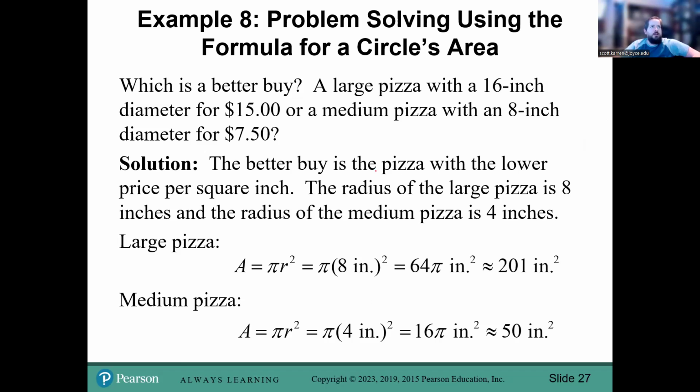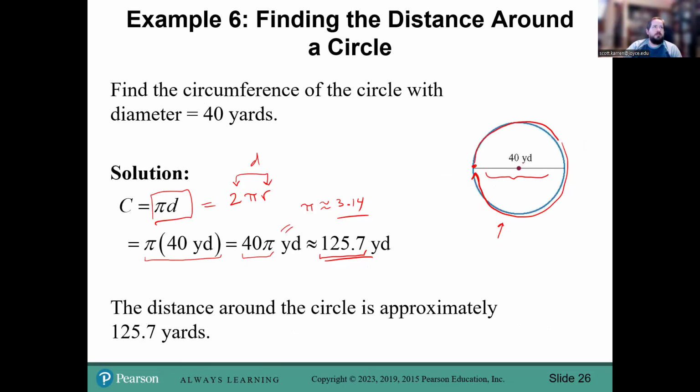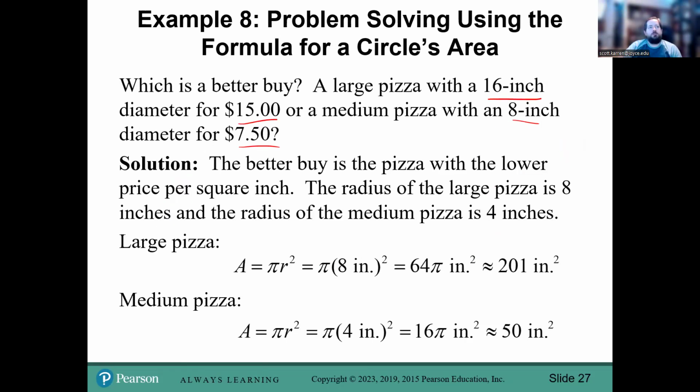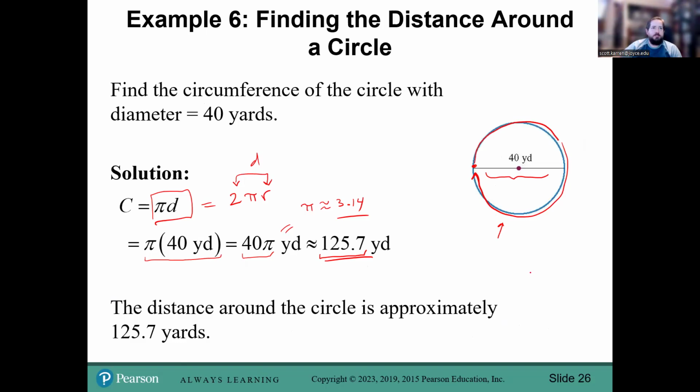Which is the better buy? A large pizza with a 16-inch diameter for $15, or a medium pizza with an 8-inch diameter for $7.50. So what we'd want to do is figure out the cost per square inch of this thing. So before we do this, let's talk about something else. The area of a circle is pi r squared.